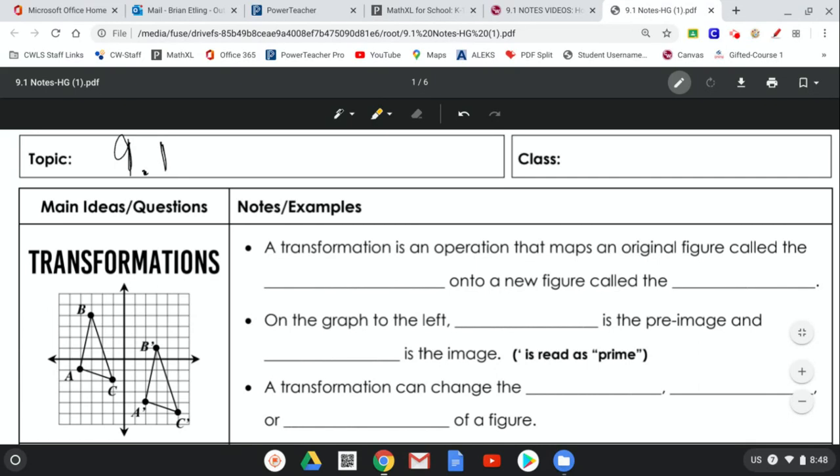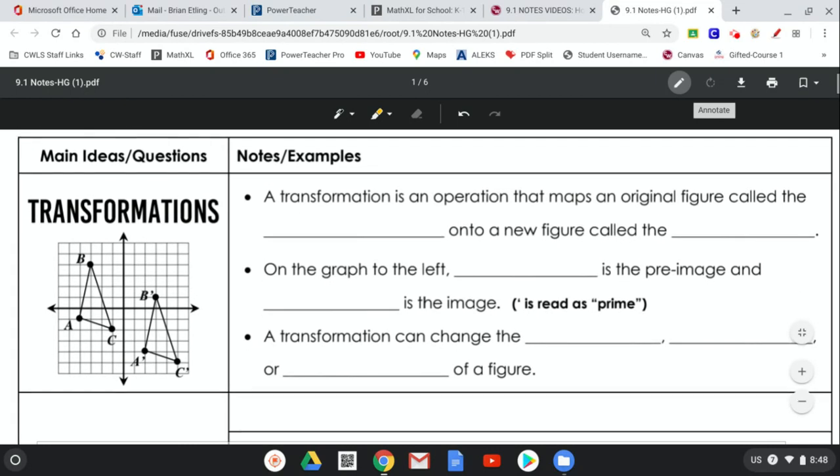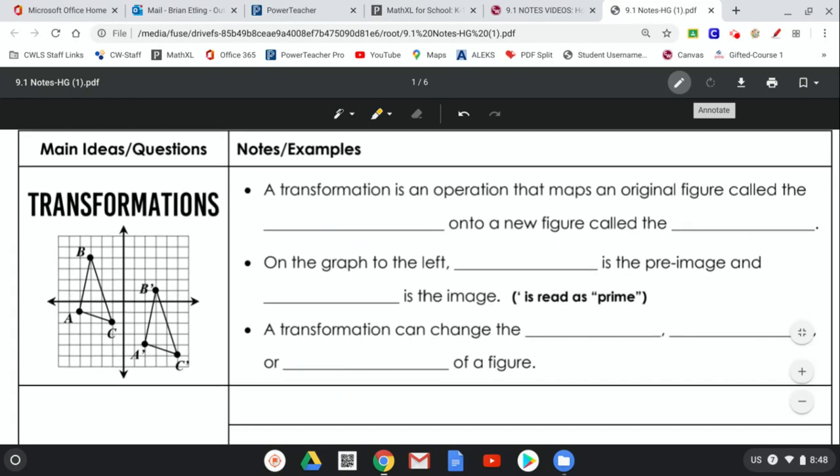Okay. So before we get into some examples, we've got to go over some definitions. A transformation is an operation that maps an original figure. So anytime you hear the word maps, something is getting moved. Okay. So in some way, shape, or form, it's getting moved, it's getting bigger. That's how we describe something. It maps it. That means we have an original figure and we're moving it, making it bigger, dilating it in some way, shape, or form, and creating a different figure.